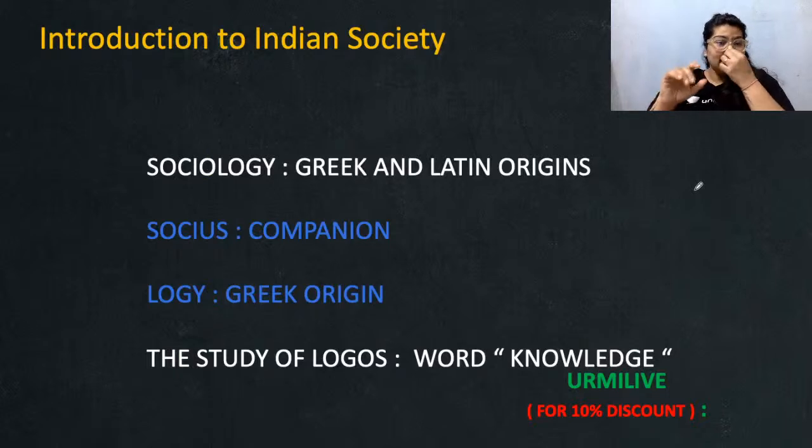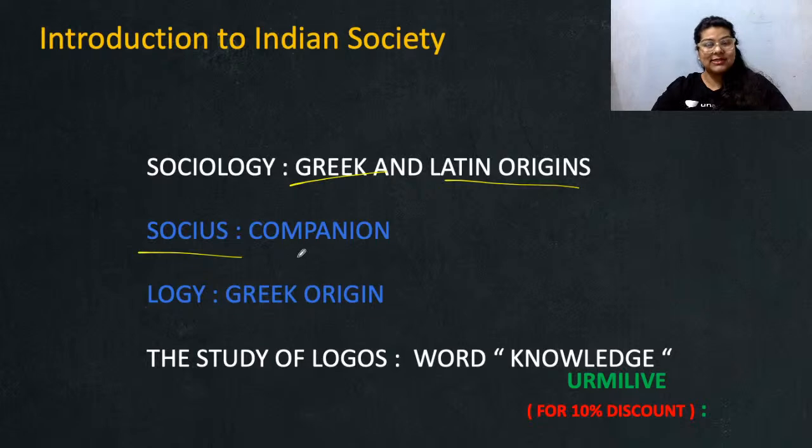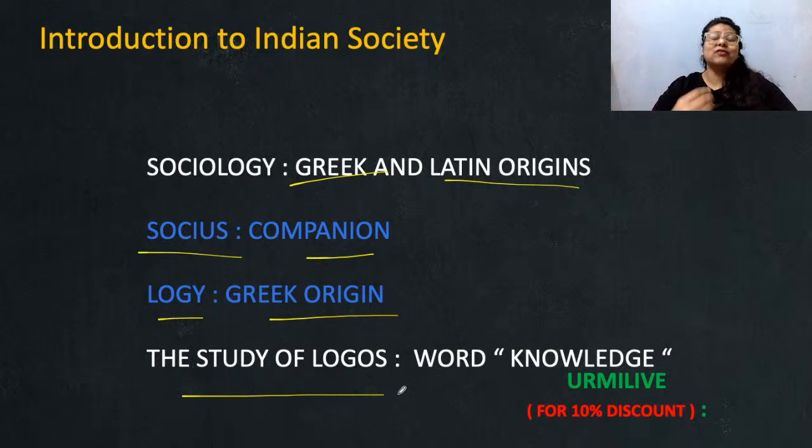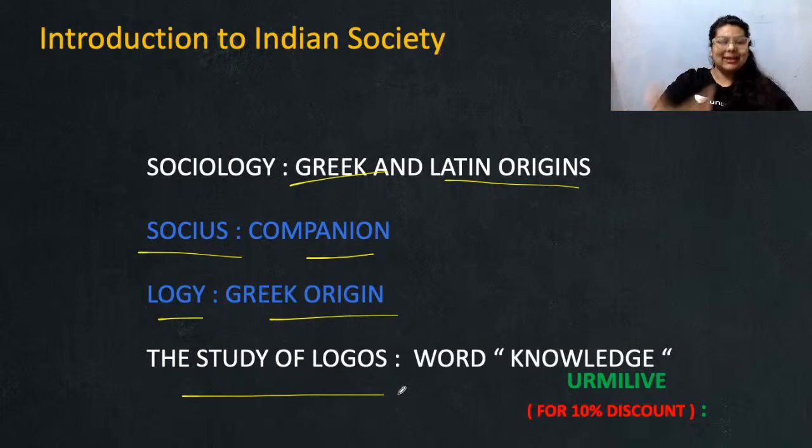Now, sociology is a term which was formed from Greek and Latin origins. How did it come from Greek and Latin origin? Socius means companion, and logy comes from the Greek origin. This is basically the study of logos, which is the word knowledge. Sociology was developed from these words, socius and logy.